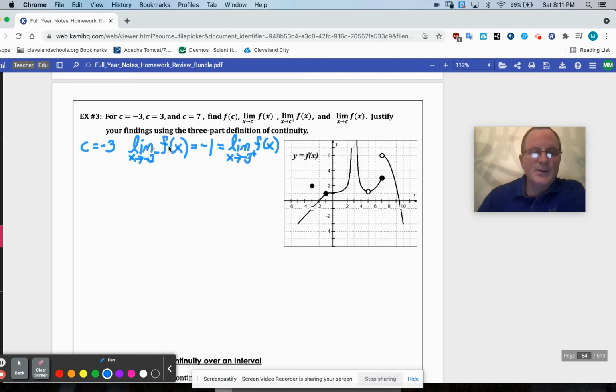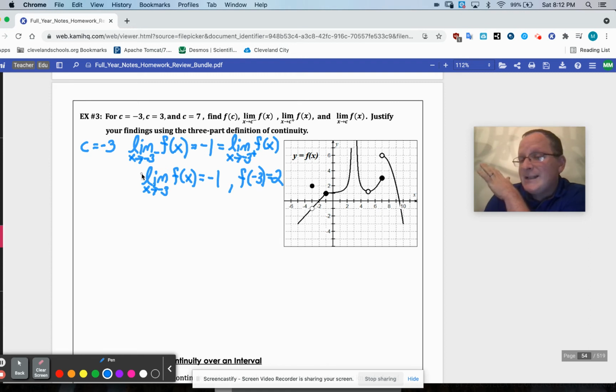And so because of that, the limit in general of f of x is -1. But that is not equal to f of -3, because f of -3 is 2. It does say to find each of these things, so f of -3 is equal to 2. And since those are not all the same thing, f of x is not continuous. I think I'll type that.